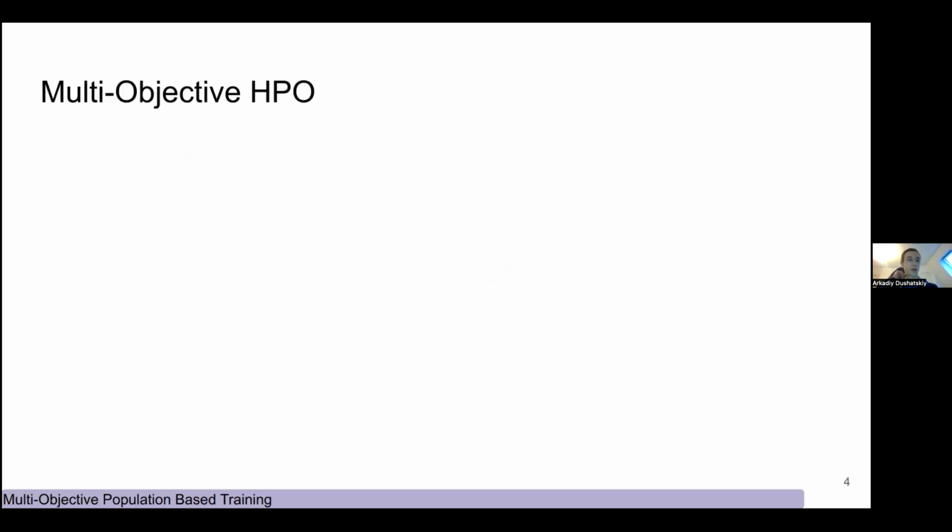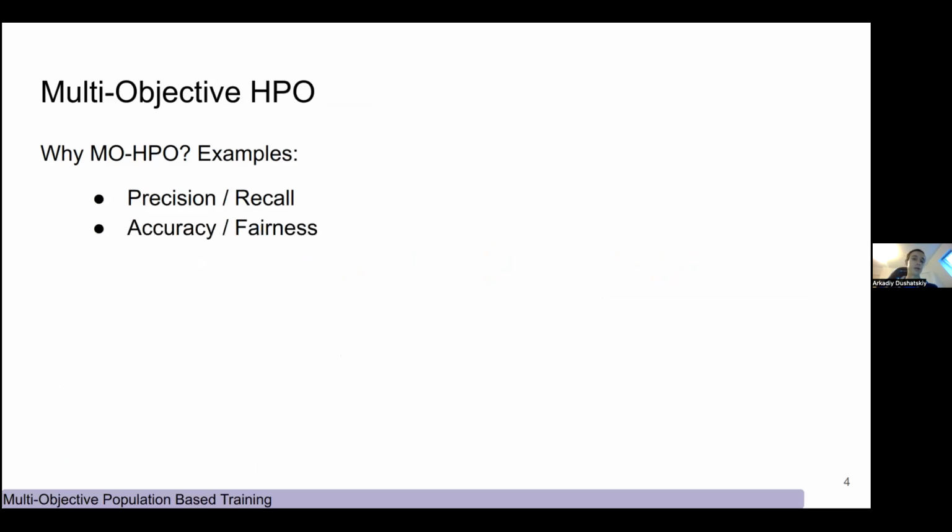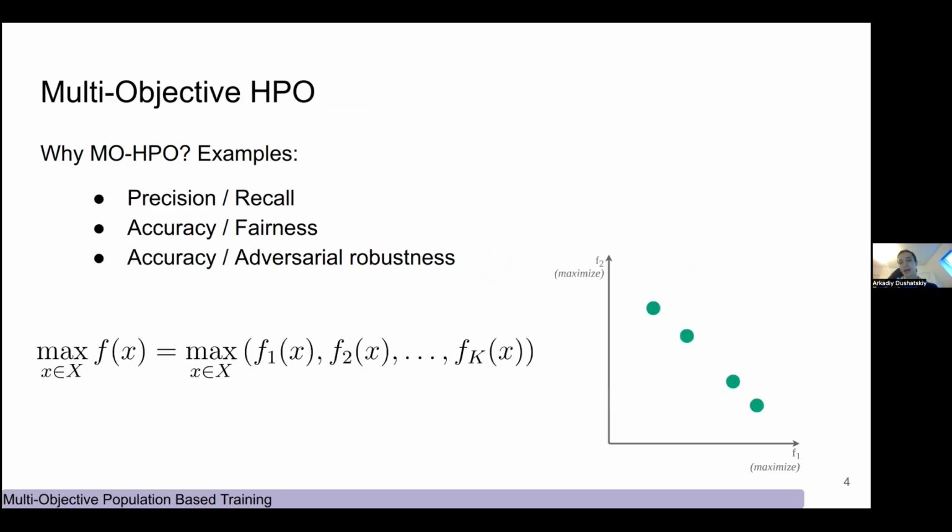But today we talk about multi-objective hyperparameter optimization. So why are we interested in it? For example, we have multi-objective problems such as precision versus recall, accuracy versus fairness, and accuracy versus adversarial robustness. So in these cases, instead of searching for one optimal solution, we'd like to have a trade-off front of solutions, so a trade-off between two objectives.